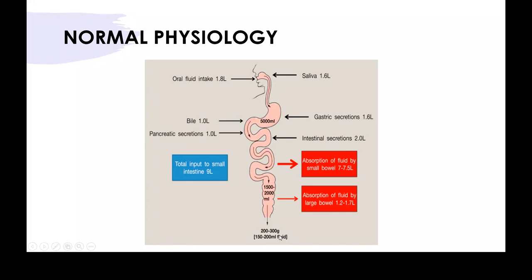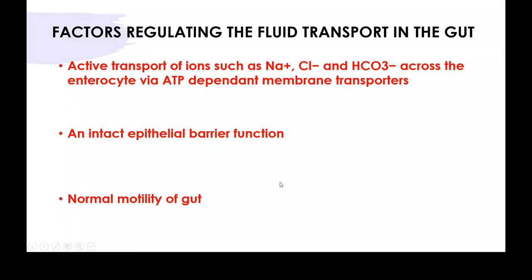So if you have to get significant diarrhea, there should be a significant disturbance of these absorption functions. Even if the small intestine fails, the large intestine is making a significant contribution to absorption, so that also has to fail. So overall, for you to get watery diarrhea or chronic diarrhea, there should be disturbance in this system, right? So we shall look at the factors regulating fluid transport in the gut, that is fluid absorption and fluid secretion.